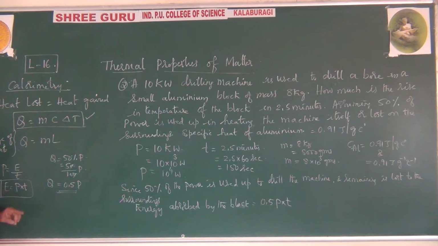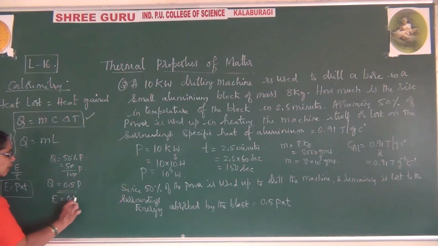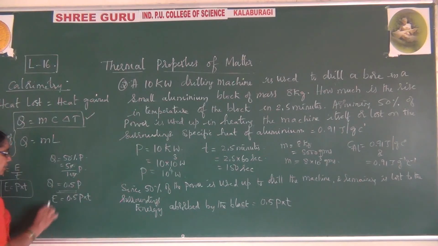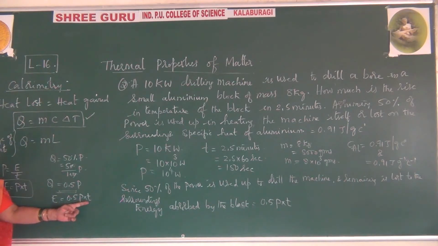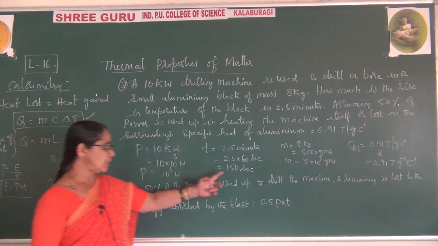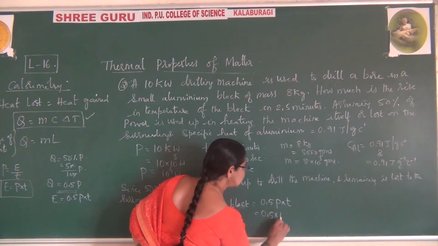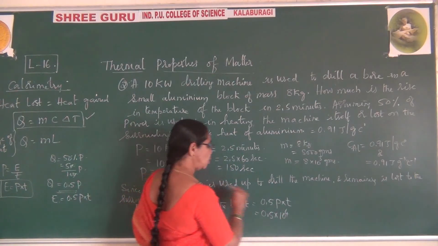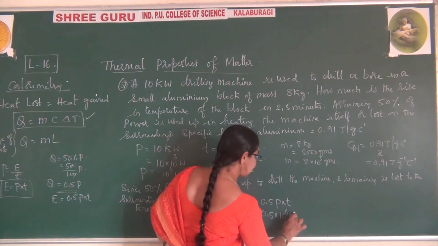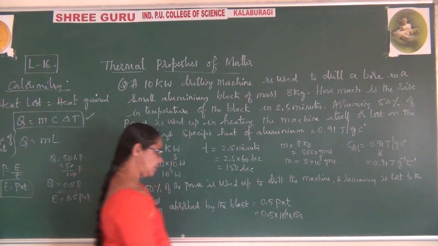So the quantity of heat is a form of energy. So this Q is nothing but energy. This can be written as 0.5 into P into T. So energy means 0.5 into P into T. What is P? P is nothing but power, and I have to substitute the power. What is T? T is nothing but time. So I just write here: 0.5, P is 10 to the power of 4, into time. Time is 150 seconds. I think you have followed this.